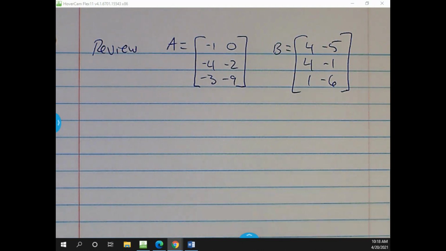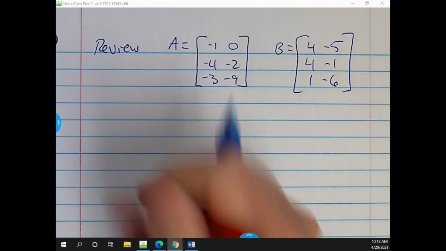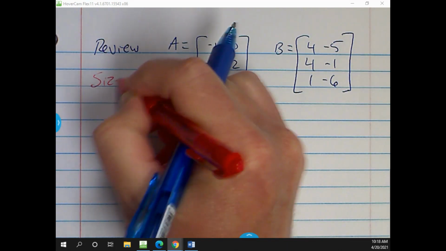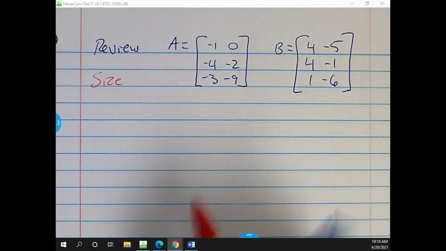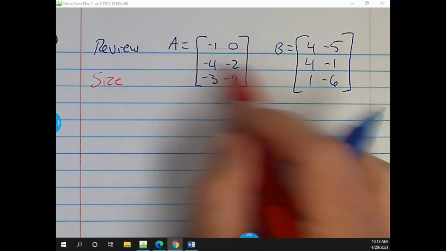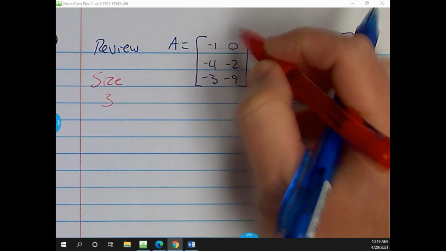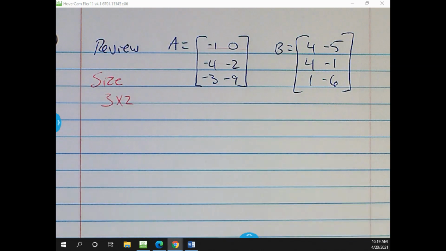All right, first thing we're going to do is going back and making sure everybody's good with it. If we talk about the size of the matrices, again, it's rows by columns. This would be a row. So 1, 2, there's 3 rows, and columns are how many you've got going up and down. So we've got 1, 2 columns. So both matrix A and matrix B would be a 3x2 matrix.